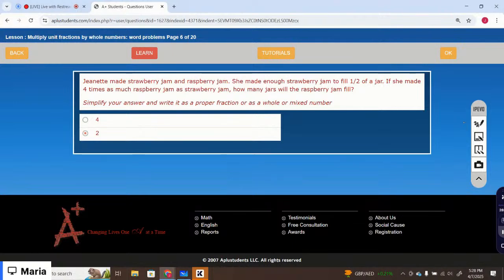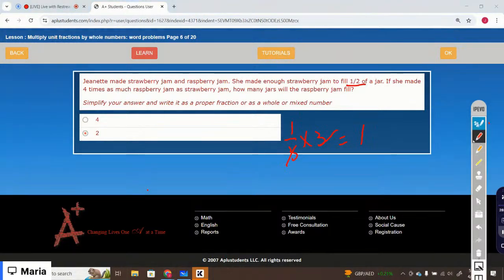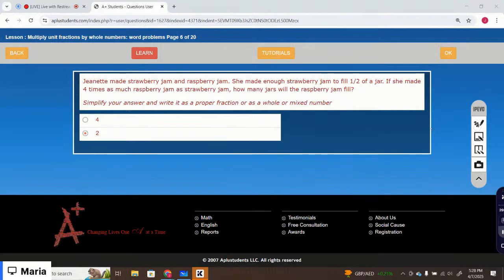How so? You have half of a jar, right? And you have to fill four times as much. So 1 by 2 times 4. So numerator times numerator and denominator times denominator. So 2 times 2 is 4. So the correct option is number 2. 2 it is, correct option.